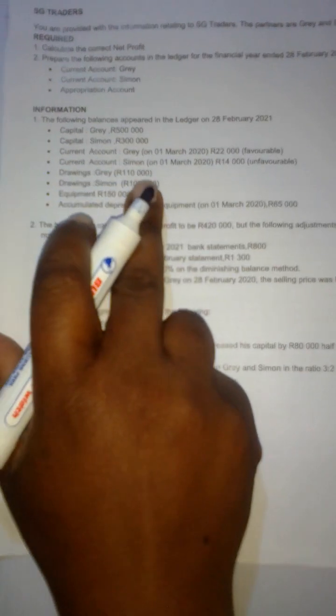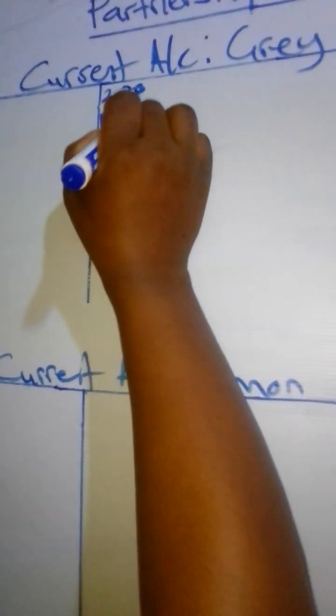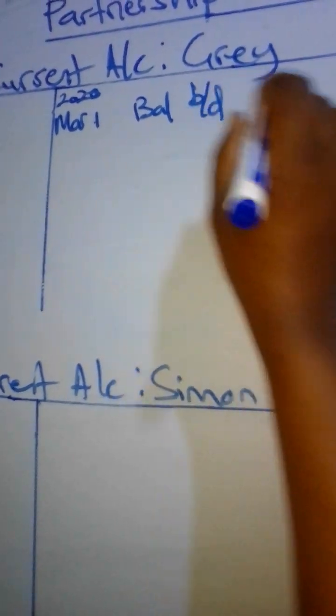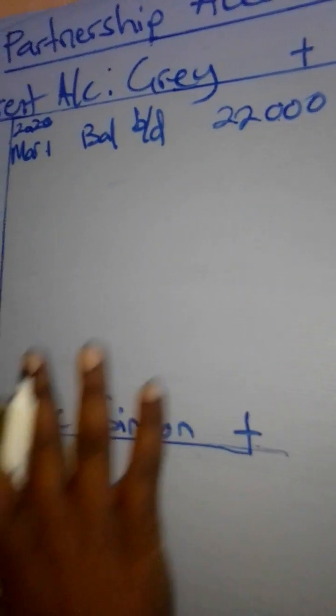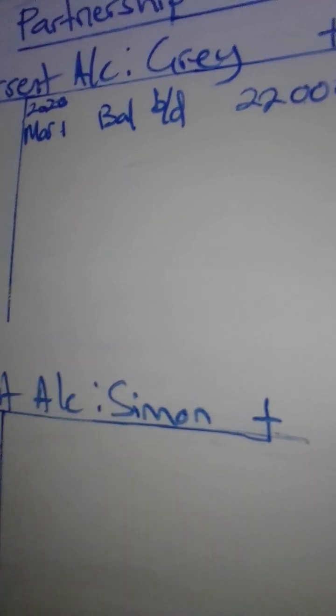Let's look at the entries that were given. We are given the opening balance for Gray on 1 March 2020. 2020 March 1, balance brought down for Gray, and the amount that is given there is 22,000, favorable. If they say it's a favorable balance, it means it's appearing on the credit side. Owner's equity is favorable on the credit side.